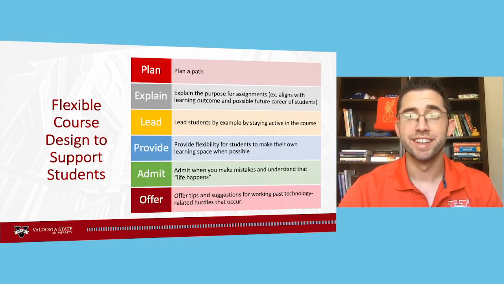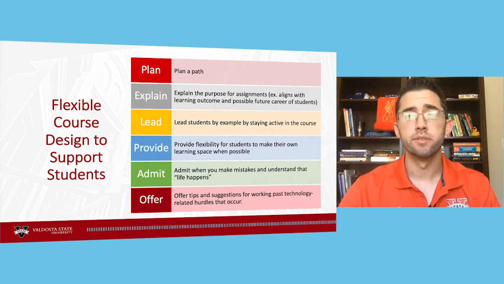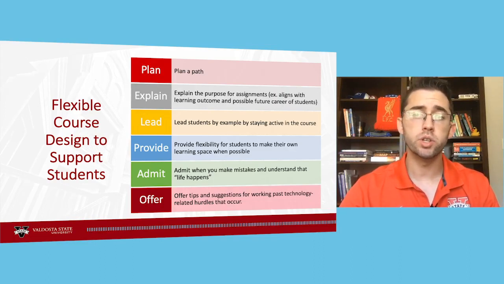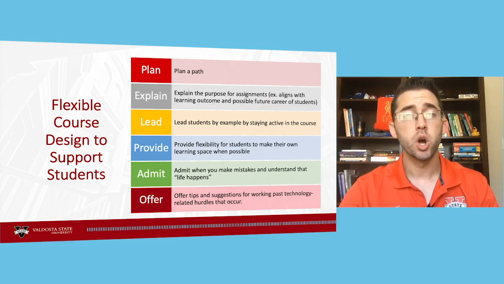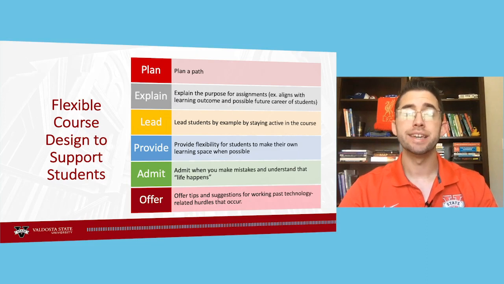To support our students, it's important that we build a flexible course design. So first, make sure, plan a path for your students. Make sure it's clear how they should navigate the course. Next, explain the purpose of each one of your assignments. And do the best to align these with learning outcomes or even possible future career paths for your students. Lead the students by example by being active in the course, whether it be in a synchronous or asynchronous manner. Provide flexibility for students to make their own learning space when possible.